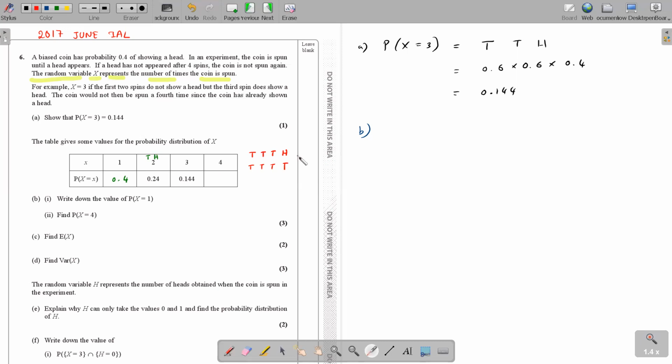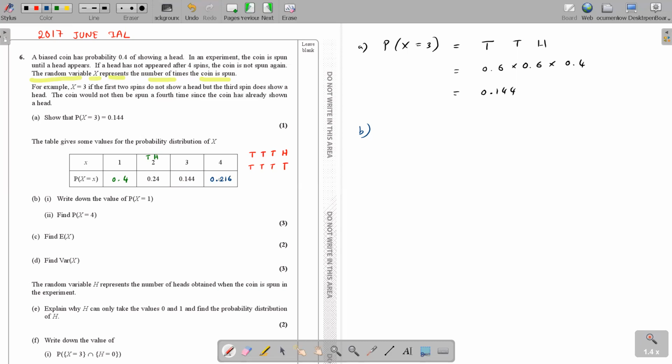So that's a little bit longer way. Adding everything and subtracting from one in the table is quite easy. Can you all add 0.4, 0.24, 0.144 and subtract it from 1 and tell me the answer? 0.216, is that correct? Yes.